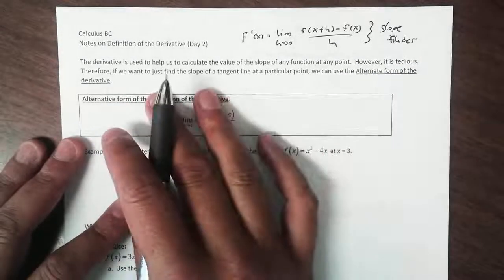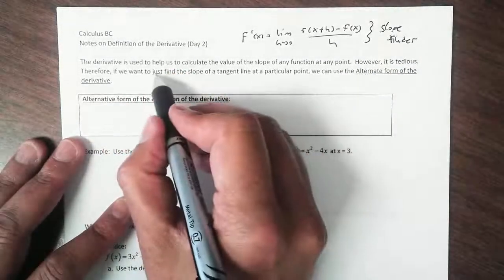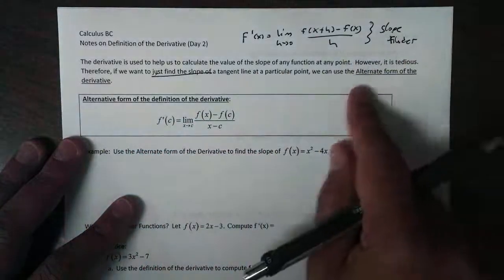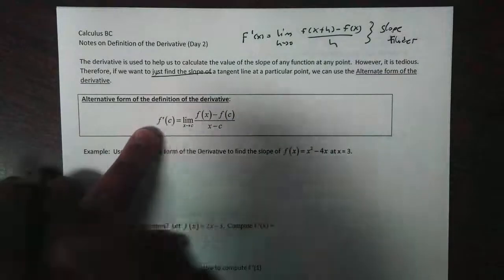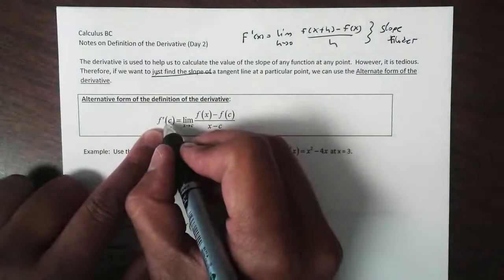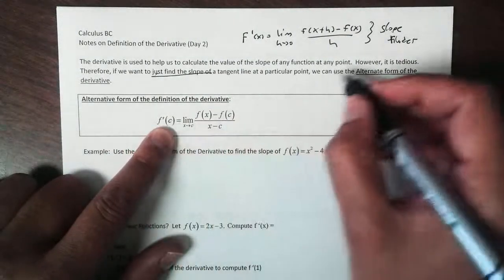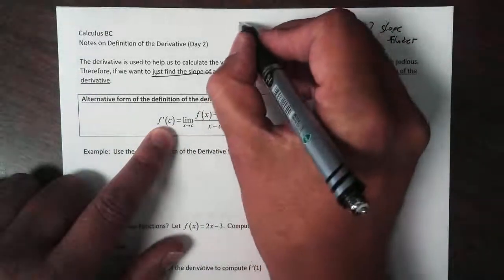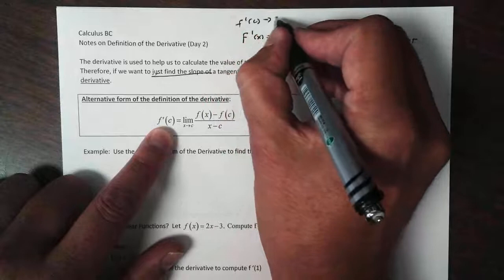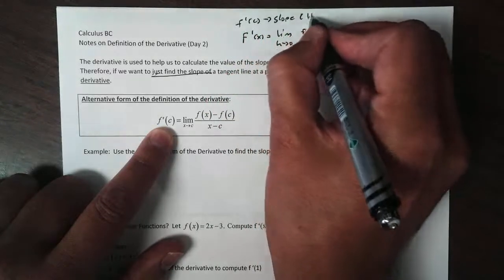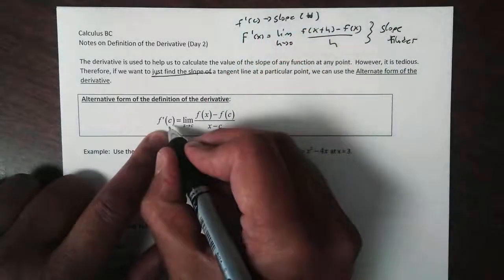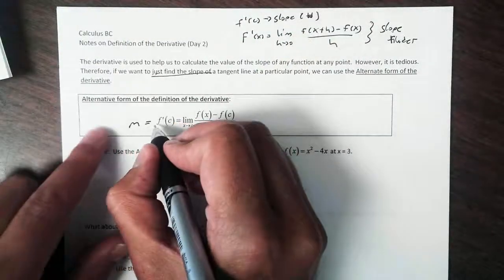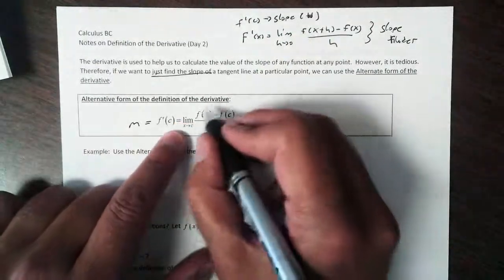Therefore, if we just want to find the slope, we can use what we call the alternate form of the derivative. And this is what it looks like. Again, you're looking at that f prime of c. And we might remember yesterday, f prime of x is the derivative, but if we did f prime of c, we called that the actual slope itself, and you always get a number when you do that. So this is our derivative. This is actually the slope itself, and it's a little similar but different.